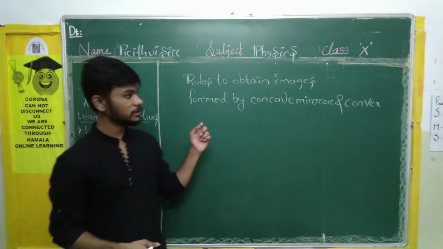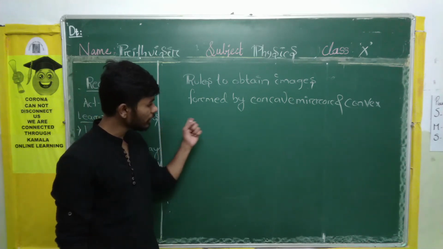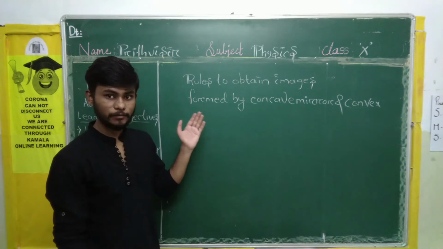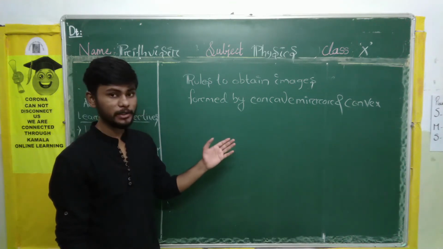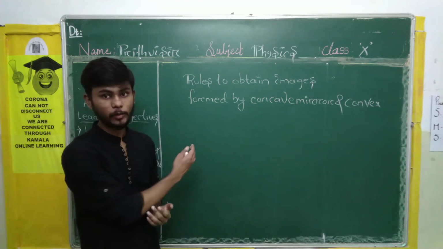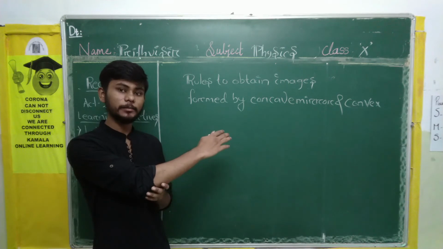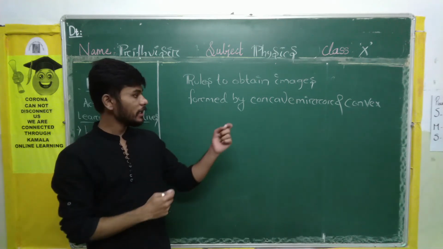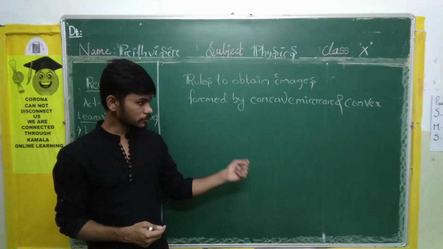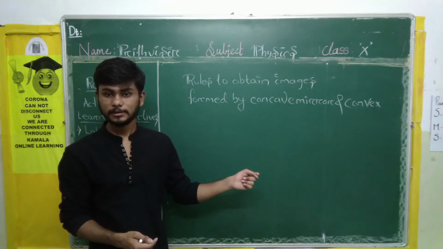So for the first rule, as you can see in the diagram over here, what exactly is happening? A ray of light is coming parallel to the principal axis, and after that, what exactly is happening? It is striking and going through the focus. I hope you can see the diagram. Please pay close attention. Here the ray is coming directly, and after striking, it is going through the focus, right?